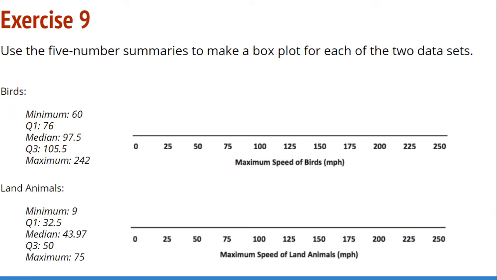So we're going to pause here, use the 5-number summaries to make a box plot for each of the 2 data sets. And I will do the birds, and then you need to pause and do the land animals, and then you can compare yours to mine.